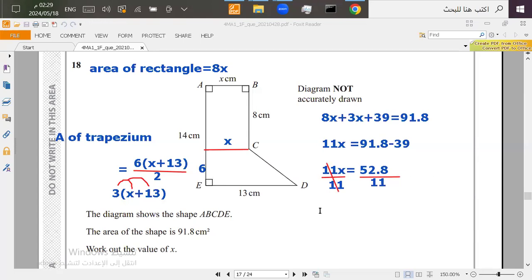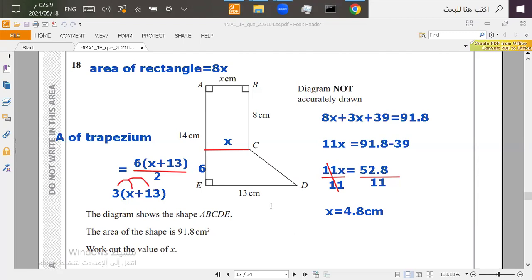So x equals 52.8 divided by 11. And the answer is 4.8. And because we're using centimeters here, it's going to be 4.8 centimeters. And this is how you answer a question like this.